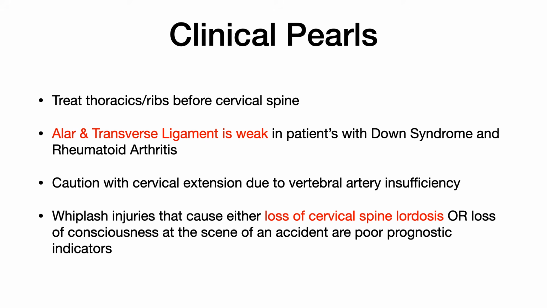2. The alar or transverse ligament, both of those ligaments are weak in patients with Down syndrome and rheumatoid arthritis. So there are certain techniques that are actually contraindicated in patients with Down syndrome or rheumatoid arthritis, because if you accidentally tear one of those ligaments, which stabilize the vertebrae, you can cause really severe irreversible damage. In fact, it can be life-threatening. So those techniques will be contraindicated. More on that in a different lesson.